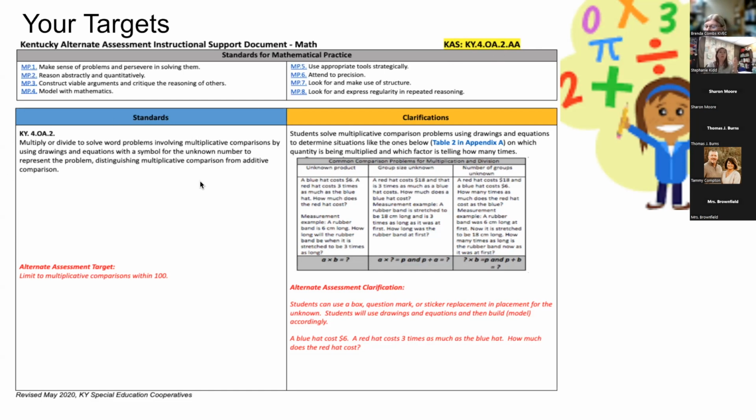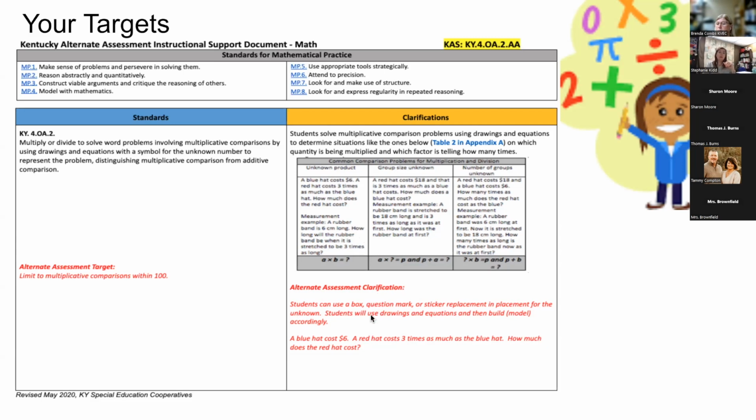Again, you have the regular standard here. They have not changed that. There's just this target. Instead of those numbers being all the way up into the thousands, we've limited it to comparisons within 100. Your alternate clarification here is students can use a box, a question mark, or a sticker as a replacement for the unknown. So we can use a different thing instead of just having this little question mark here. If they need, they can have a box, right?